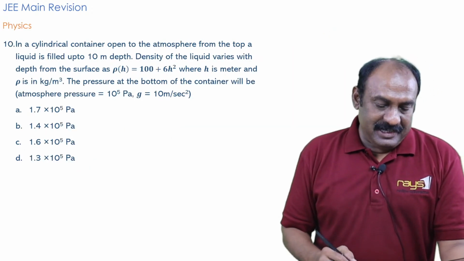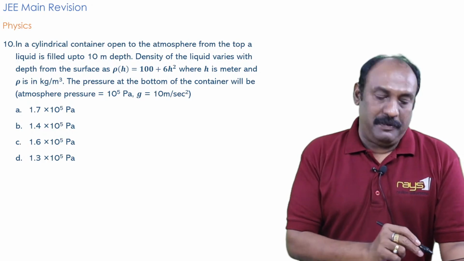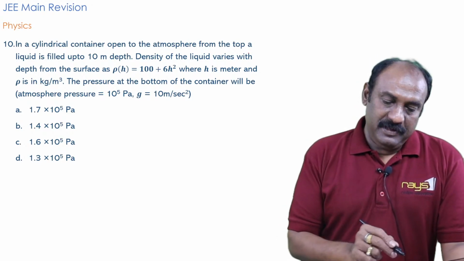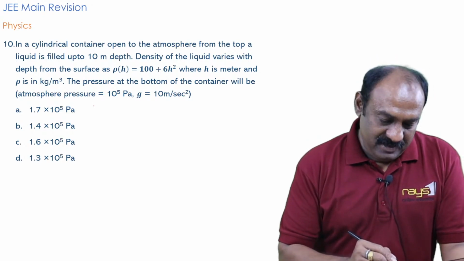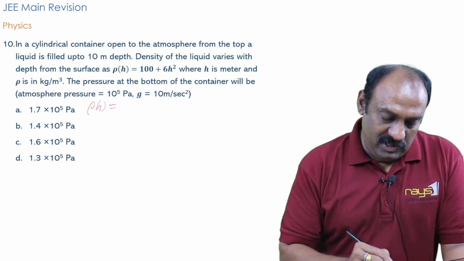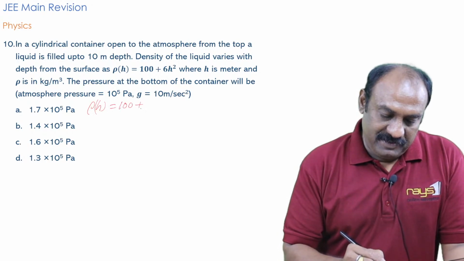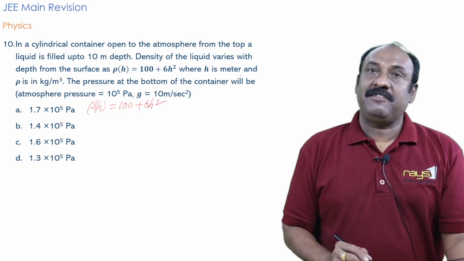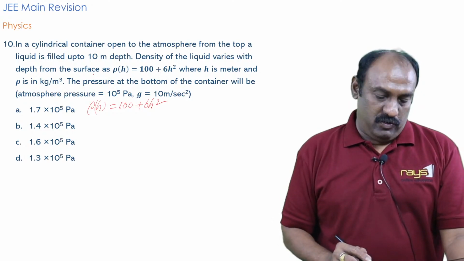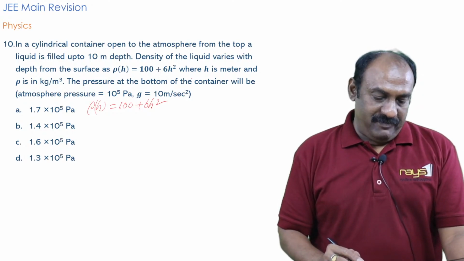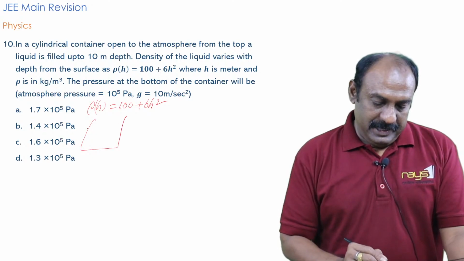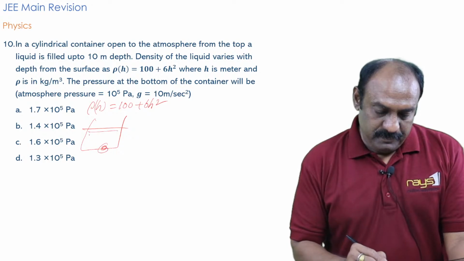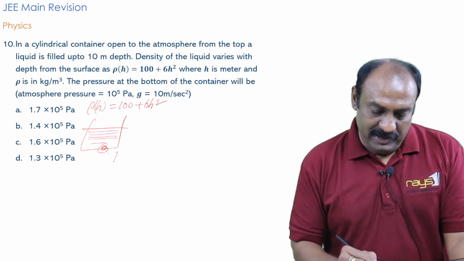In a cylindrical container open to the atmosphere, the liquid is filled up to 10 meter depth from the top. The density of the liquid varies with the depth from the surface as rho(h) = 100 + 6h squared, where h is in meters and rho is in kg per meter cube. The pressure at the bottom of the container will be, this is the container, at the bottom of the container, what is the pressure?